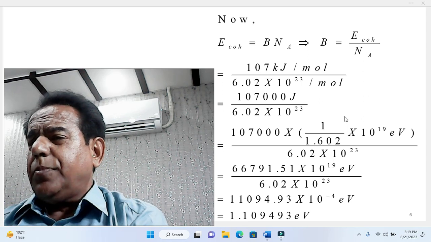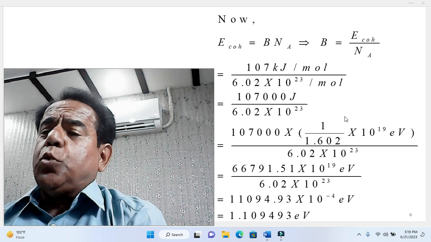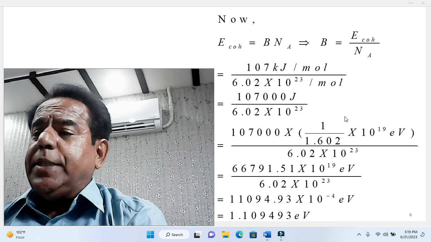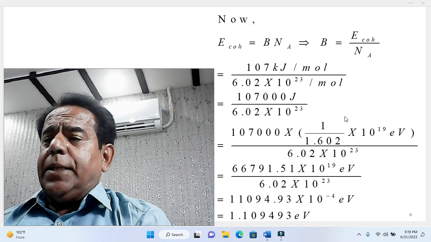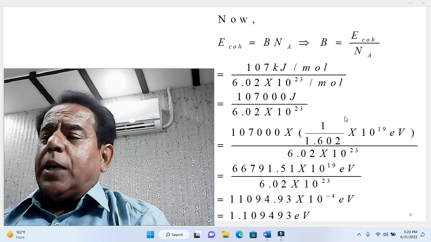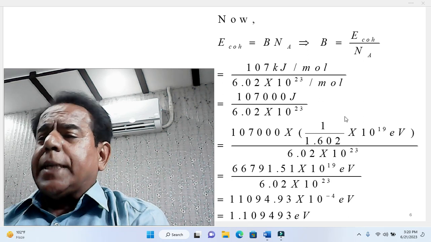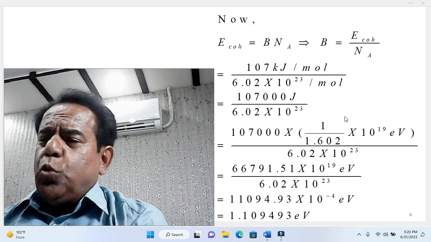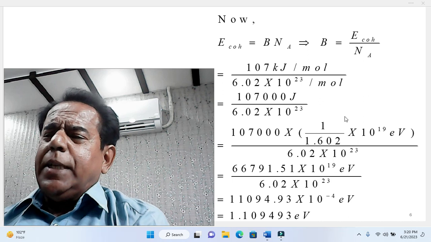Dear students, Avogadro's number is actually just a number, 6.02 into 10 raised to the power 23. While expressing Avogadro's number, it is not appropriate to write atoms per mole or molecules per mole or other entities per mole. It is just a number.